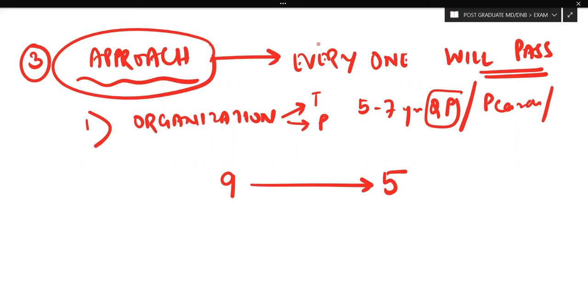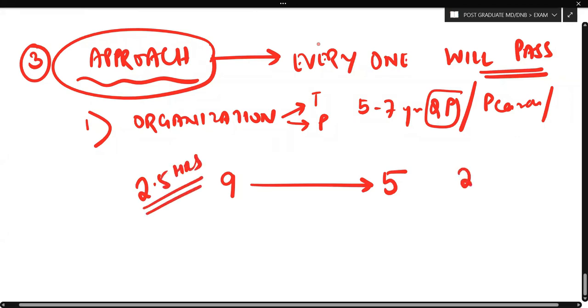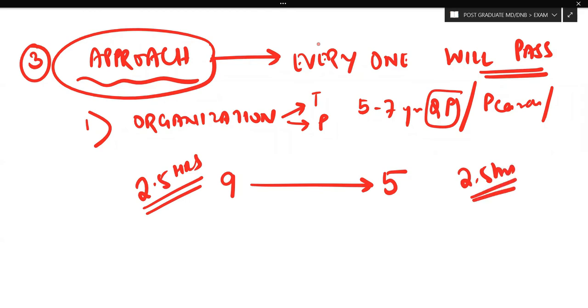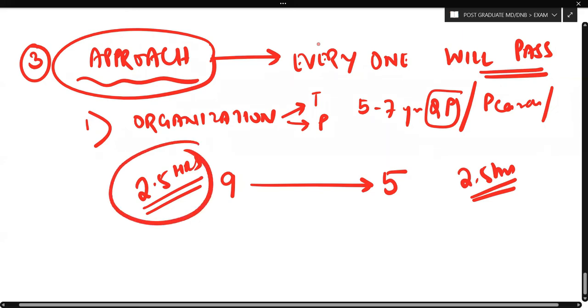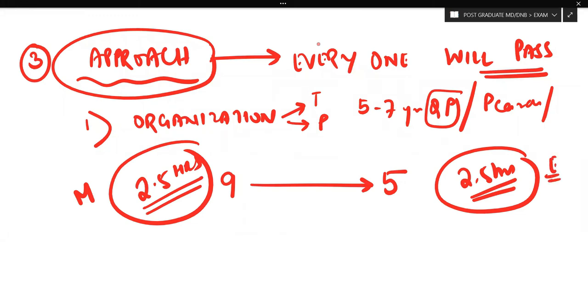Having taken that into consideration, 2.5 hours before 9 o'clock and 2.5 hours after 5 o'clock is the time that you should allot. I am repeating, 2.5 hours in the morning and 2.5 hours in the evening, you have to allot for your exam. I'm not saying something that is the best or worst. No, I'm telling you something which is very practical.